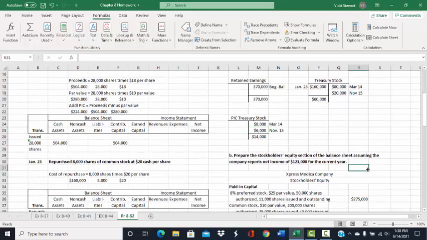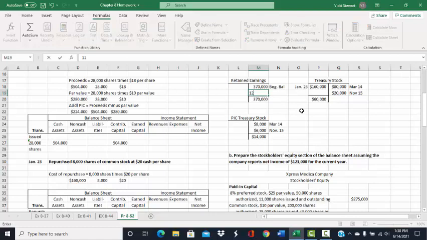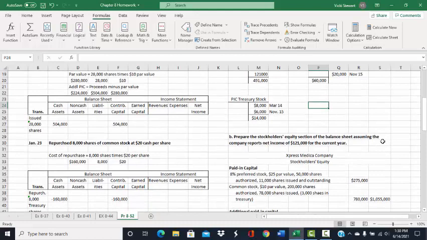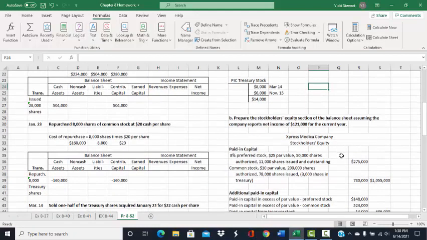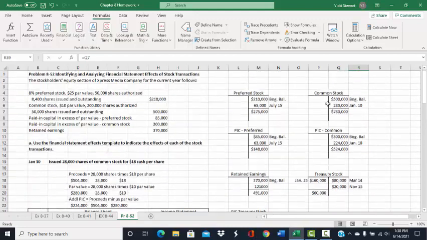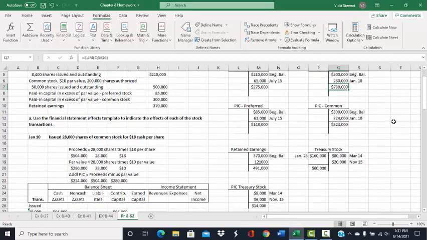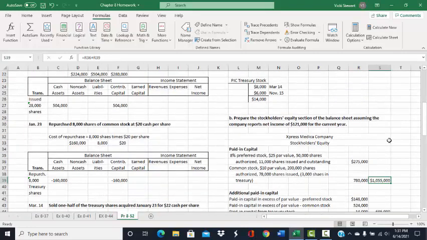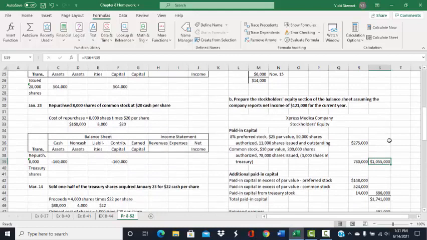The B part of the problem asks us to prepare the stockholders' equity section of the balance sheet, assuming that the company reports net income of $121,000 for the current year. So we need to increase retained earnings by the net income of $121,000. So to complete the stockholders' equity section, we start out with the par value for the preferred and the common stock from our T accounts for both of those, and we add those two together to get a total par value for both shares of stock.